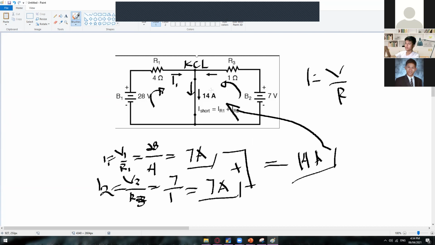Okay, so were you guys able to follow how we got this 14 amps right here? Just apply Ohm's law.